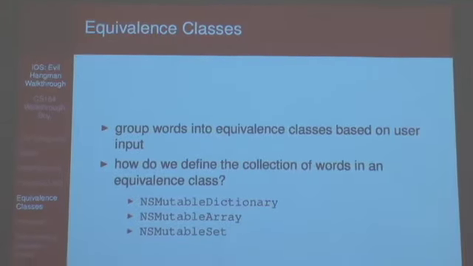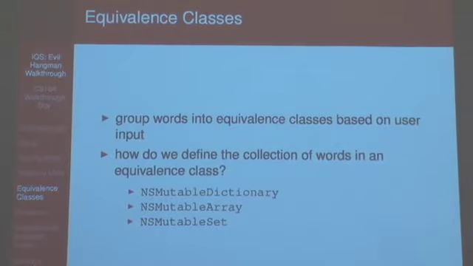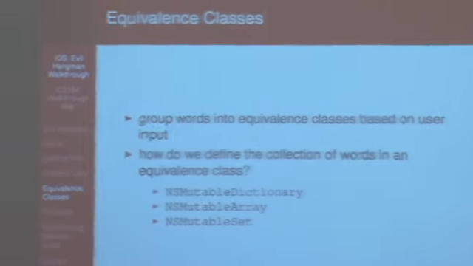So how do we define the collection of words in an equivalence class? This is up to you and your implementation. But we can now utilize these already built-in Objective-C collection classes. We could define the words in an equivalence class as a dictionary, an array, or a set. Those are pretty much your three main choices. You could come up with something else, but there's no use in implementing your own linked list or your own hash table here, because that's already built into Objective-C. So you should just use some built-in container.